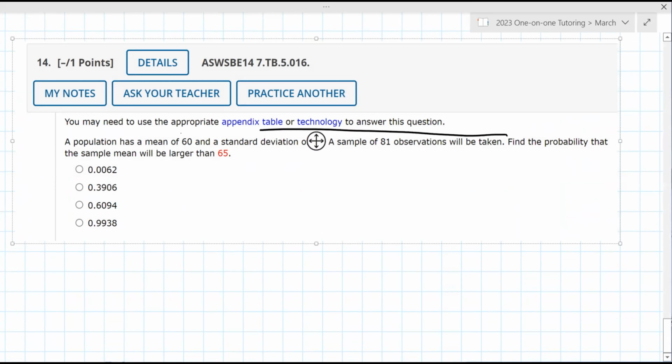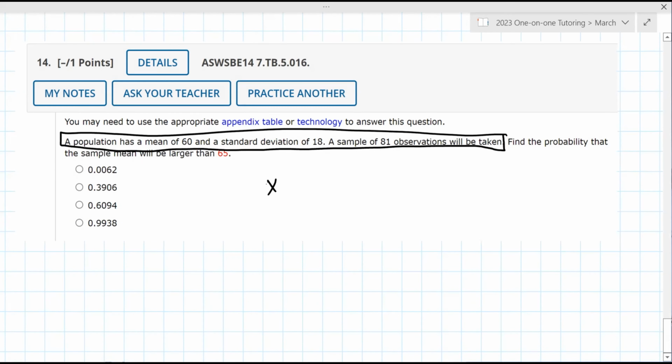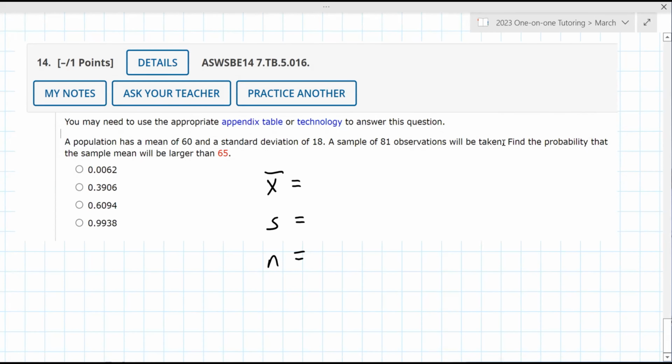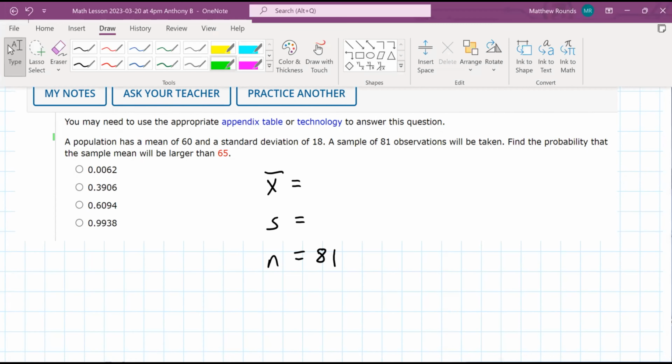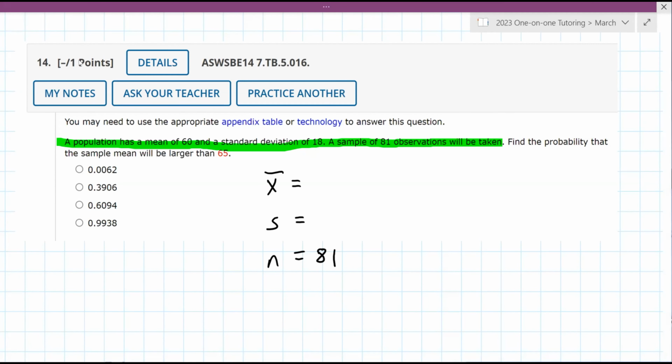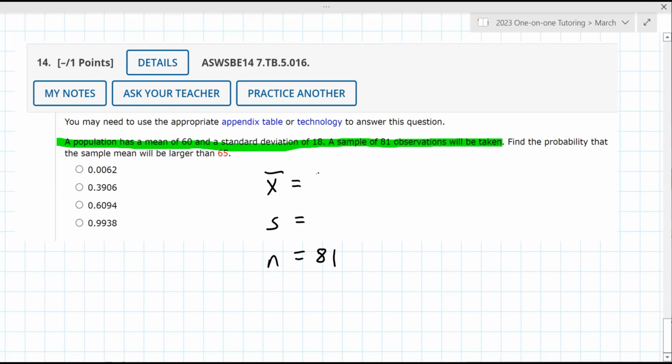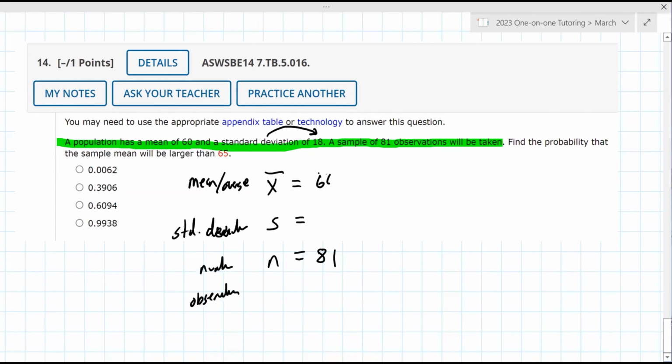Just from that first sentence, I want you to tell me X bar, S, and N, please. It's really important that you be able to identify these. So the mean is X bar. 81 is N for sure. Then S would be 18. What is X bar? What is S from that first sentence? The mean or average is X bar, S is the standard deviation, and N is the number of samples or observations. So X bar is 60 and S is 18.